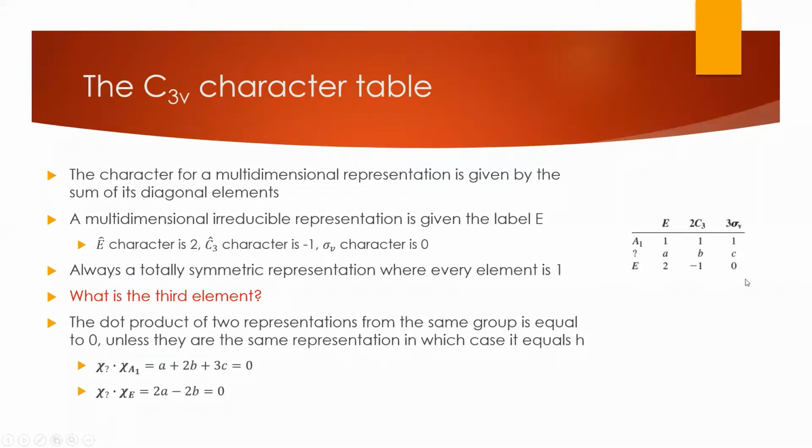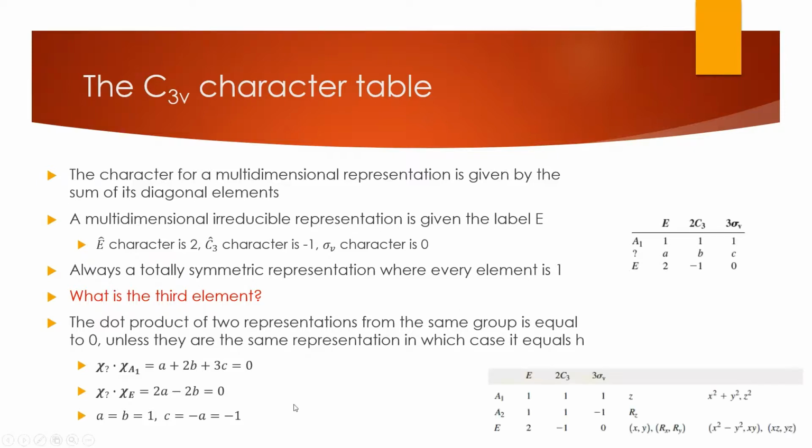We do the same thing for our other representation. We get 2 times A times 1 minus 1 times B times 2 and 0 times C times 3, so 2A minus 2B equals 0. So this tells us that A equals B, and we can use that to solve for what this is, and C equals minus A, which is -1. So our representation here for our second group is 1, 1, -1, which gives it an A2 representation.